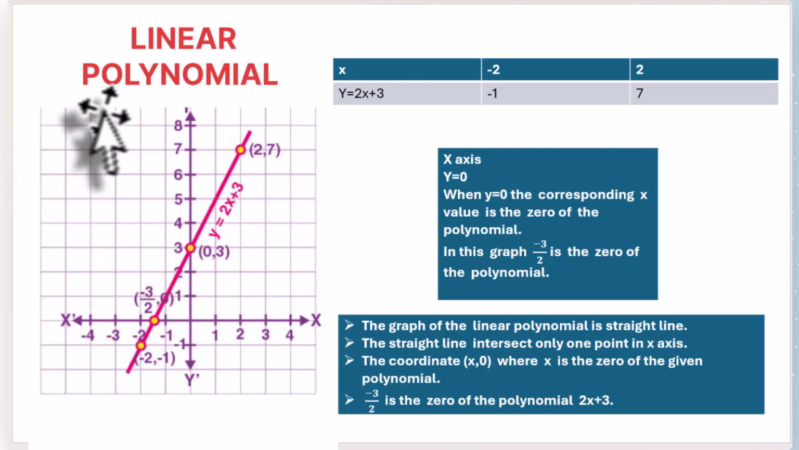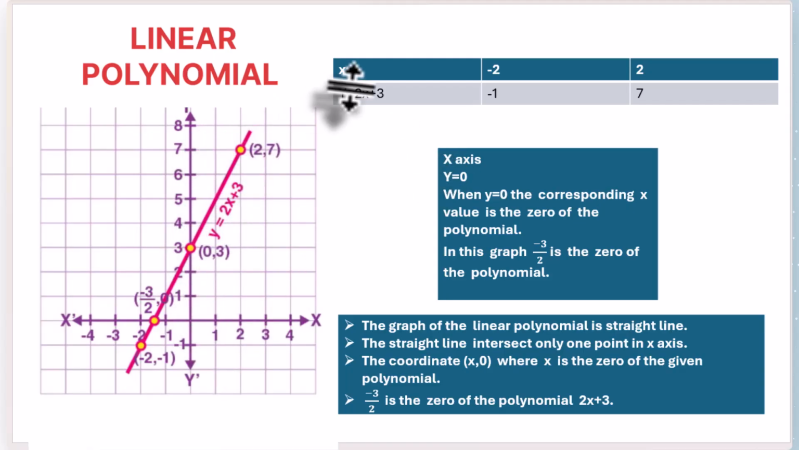First, the linear polynomial. The coordinate plane is formed by two perpendicular lines. The horizontal line is called the x-axis and the vertical line is called the y-axis. The point where they intersect is called the origin. In a linear polynomial, the graph is always a straight line. On the x-axis, every y value is 0, and on the y-axis, every x value is 0.